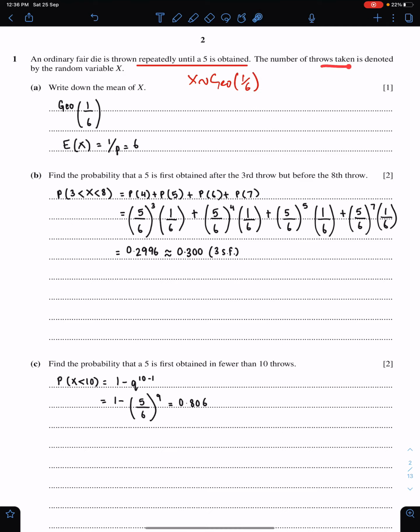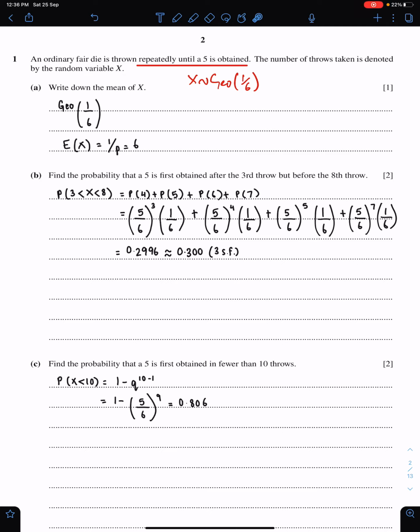The number of throws taken is denoted by the random variable x. Write down the mean of this. So since distribution is geometric, therefore mean of geometric is 1 upon p. And p is 1 upon 6. So we just need to write reciprocal of this here, which is 6.